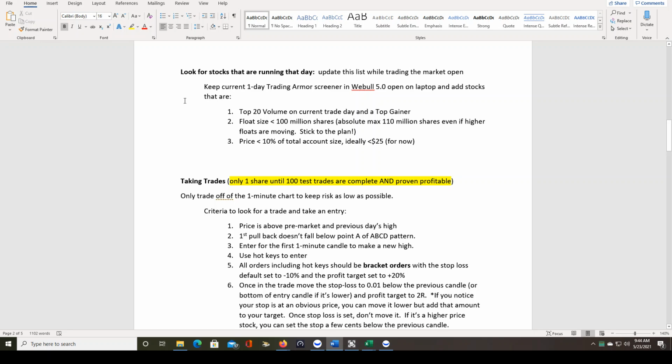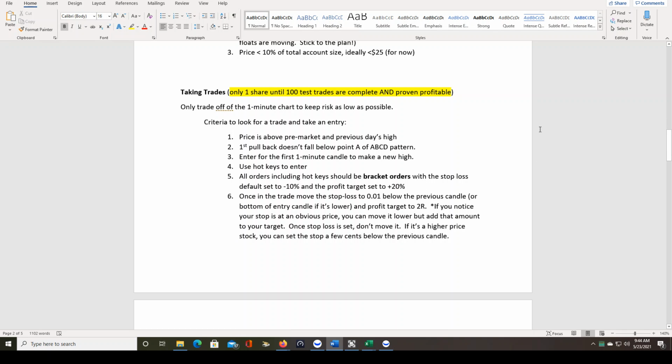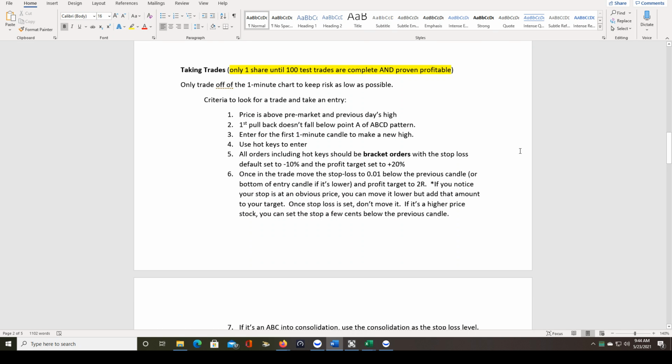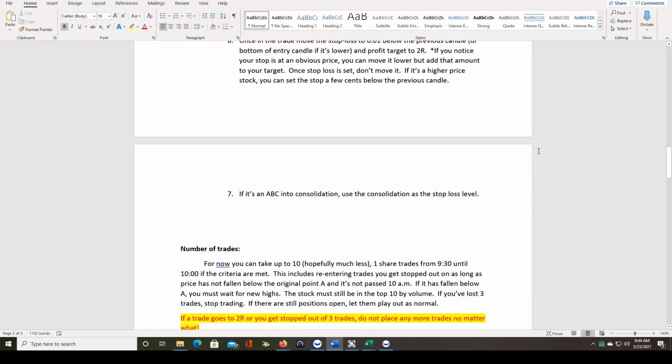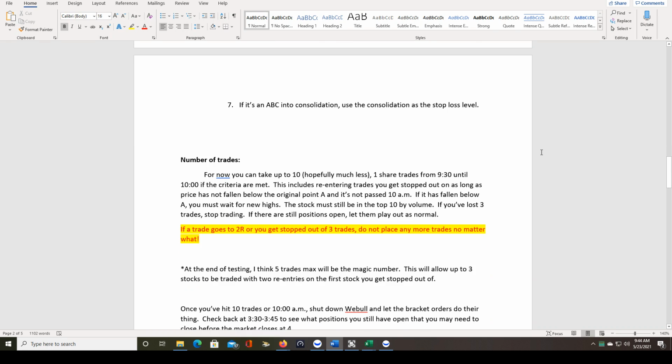So this is the actual strategy right here, which you can read through. And again, let me know if you have any questions about this. I'm not going to go over every single line. It's pretty self-explanatory. I try to make it pretty detailed so that there's no questions about it. And there's no wiggle room in the plan or the strategy. I have to follow it 100%.